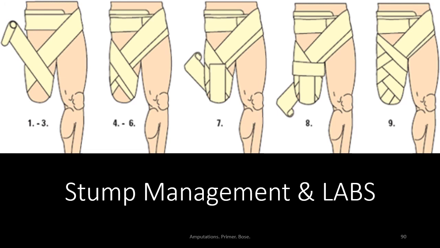Stump management involves wrapping, as mentioned before, and will be taught in a lab for this purpose. This particular image shows how an above knee amputation is wrapped. Not every patient will require such wrapping, and in some patients it might even be contraindicated, as we will review later in the lab class.